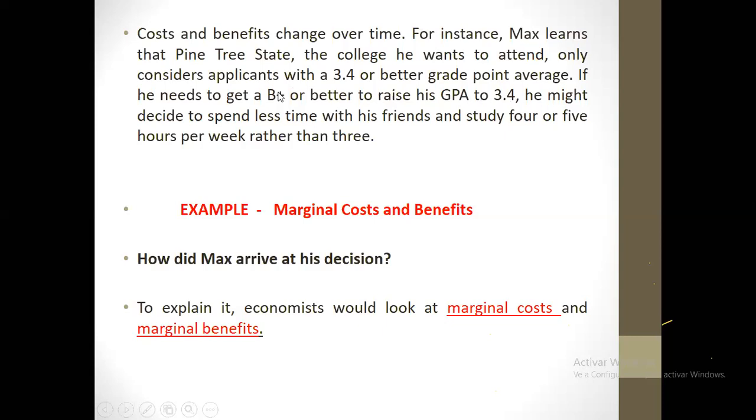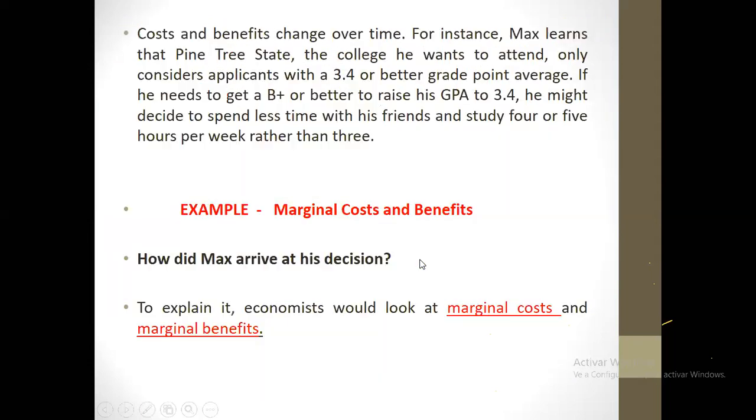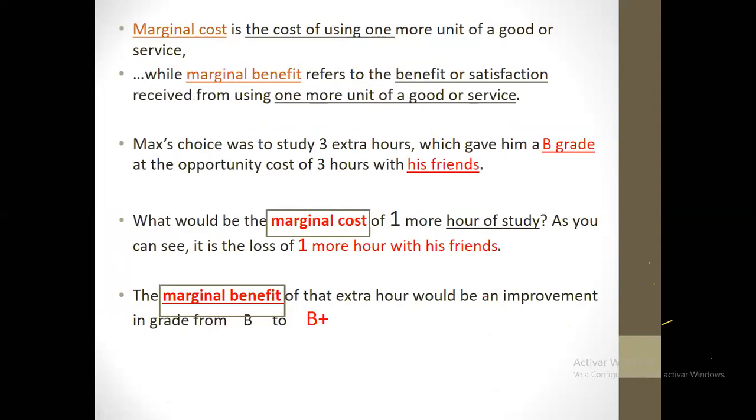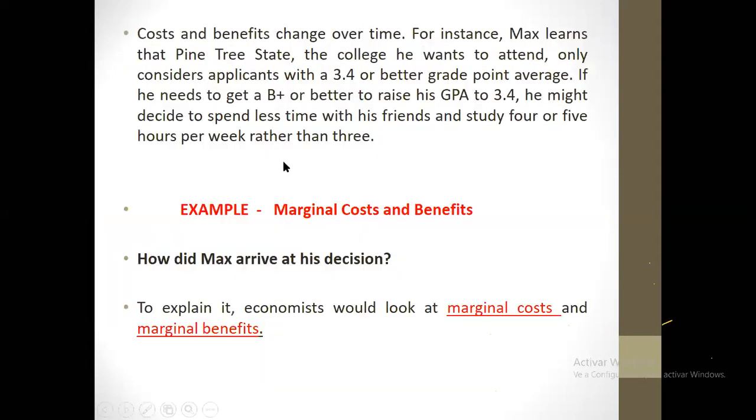So he needs, at least, to get this one. So it means that he needs to spend 3 hours and the other 3 extra hours, he might use to spend time with his friends. Okay. Here. Okay, so he might decide to spend less time with his friends and study 4 or 5 hours per week rather than 3. Okay, example, margin cost and margin benefit.